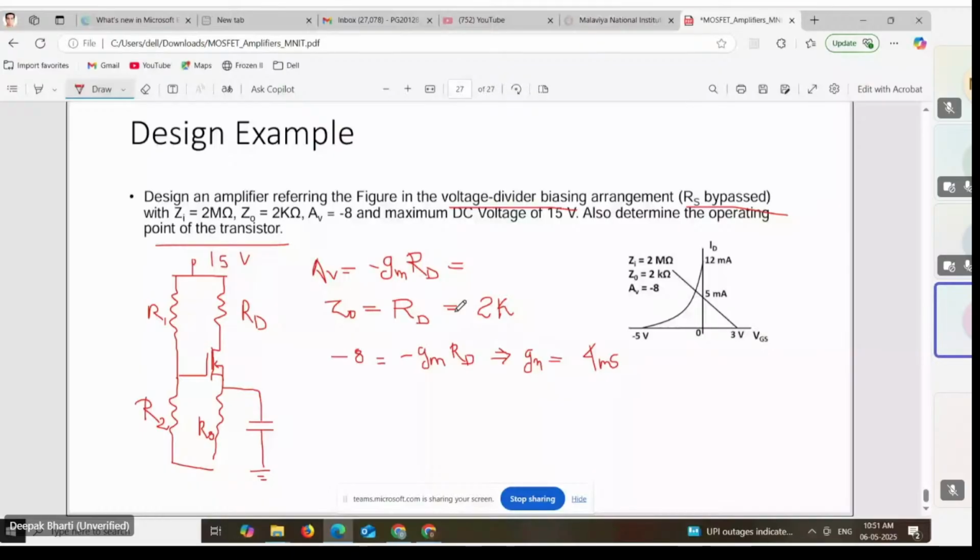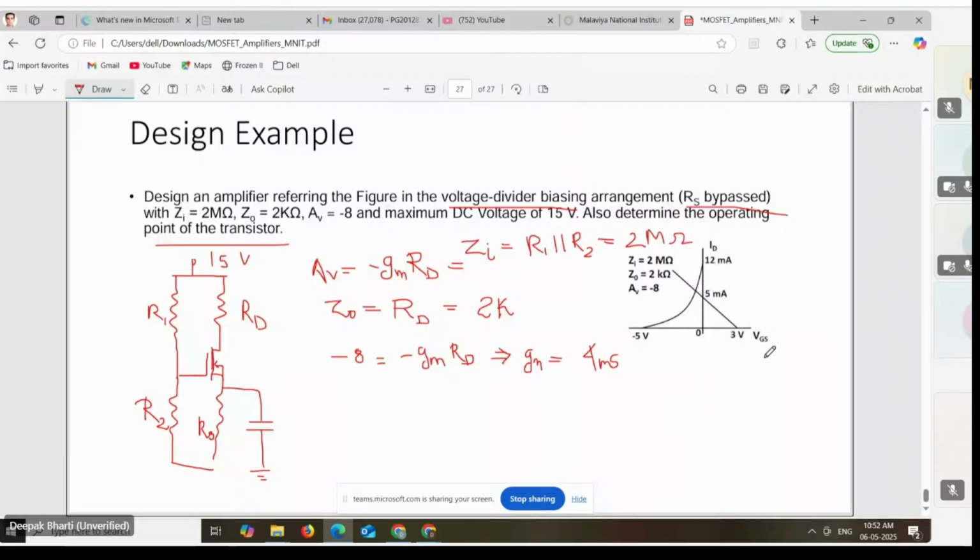Now it says ZI is 2 mega ohm. ZI is 2 mega ohm. And what is the ZI of the voltage divider network? It is R1 parallel R2. R1 parallel R2. So this is equal to 2 mega ohm.